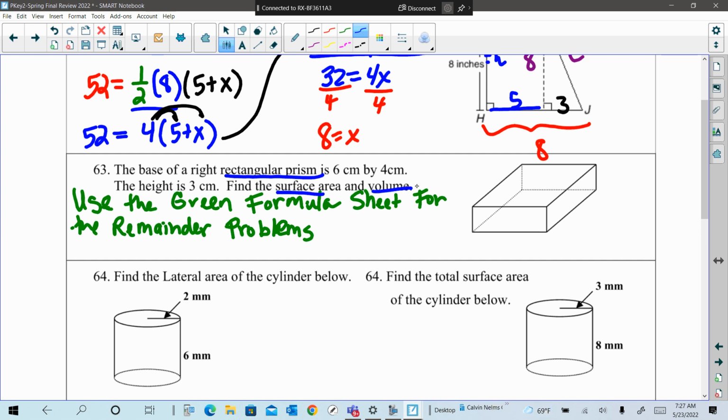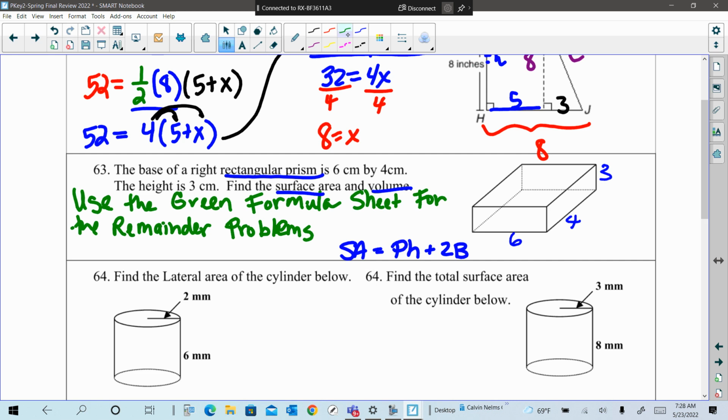To do total surface area, I put it over here, sorry. The formula is Ph plus 2B. They tell you that this rectangular prism is a 6 by 4 and the height is 3. So 6 by 4 would be here, the height is 3.